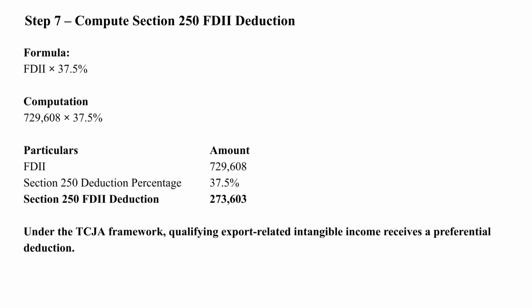Now we reach the actual tax benefit. Under the rules applicable to this case study, corporations may claim a 37.5% deduction on qualifying FDII. Applying that percentage produces a Section 250 deduction of $273,603. This deduction is the primary benefit provided by the FDII regime.